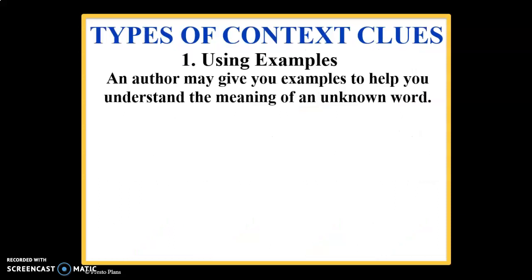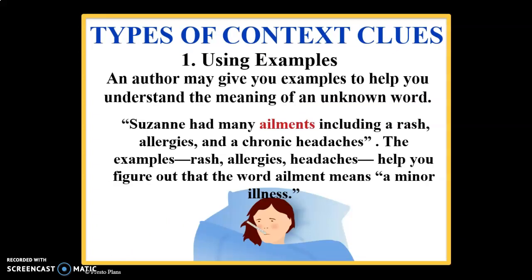There are different types of context clues that we can use. The first one is using examples. An author might give you an example to help you understand the meaning of an unknown word. So in this example, Suzanne had many ailments, including a rash, allergies, and a chronic headache. The examples, rash, allergies, and headaches, help you figure out that the word ailment means a minor illness. So we go back and we look at this. Suzanne had many ailments, including a rash, allergies, and chronic headaches.